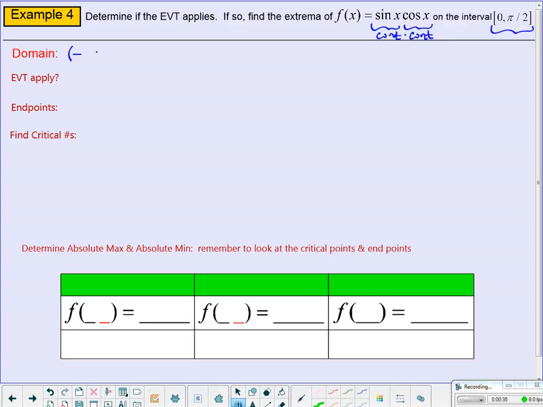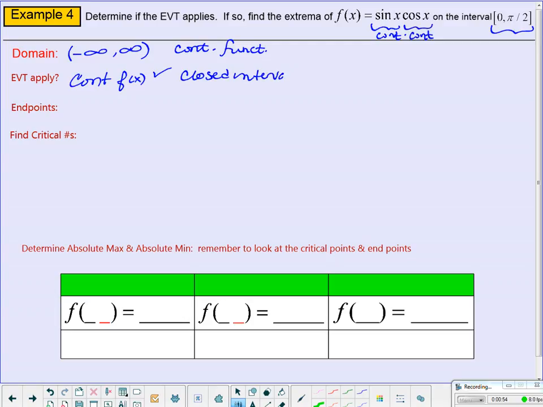This domain then is negative infinity to infinity. We have a continuous function. And for the EVT to apply, I need not only a continuous function, got it, right? We have that. But we also need it to be on a closed interval. Why must it be on a closed interval?